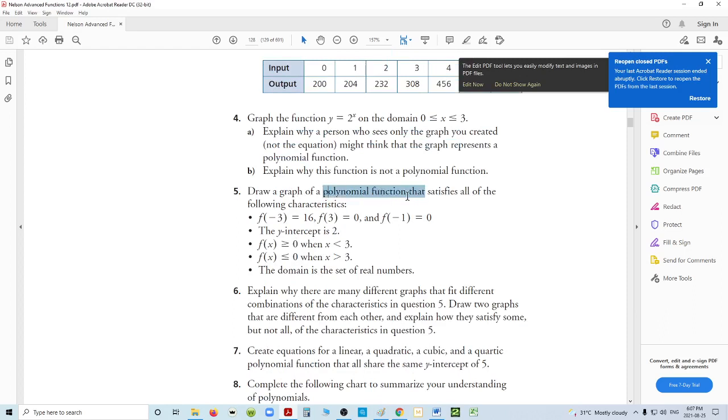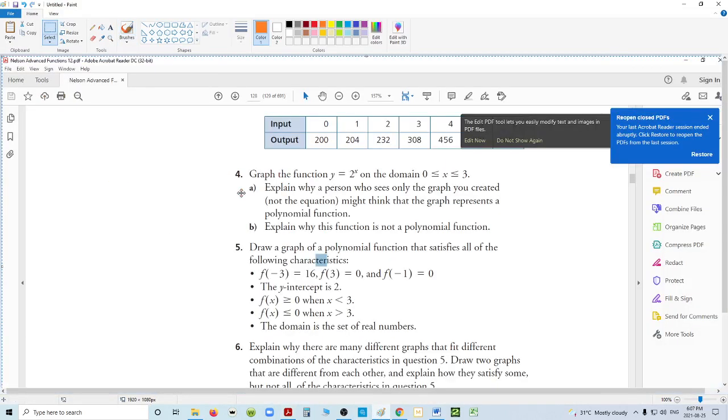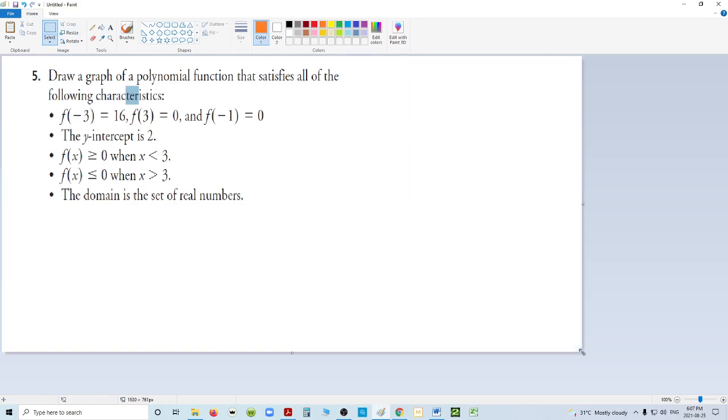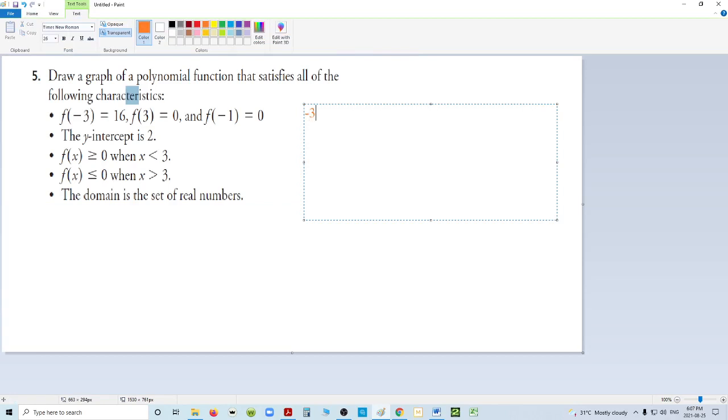Draw a graph of a polynomial function that satisfies all the following characteristics. Oof. Okay. So very tired, so I might not get this one correct. But let's start with what we know. So when x is minus 3, y is 16. That's the first thing they tell us. When x is 3, y is 0. When x is minus 1, y is 0. So putting that in order, this would be the correct order, which helps.